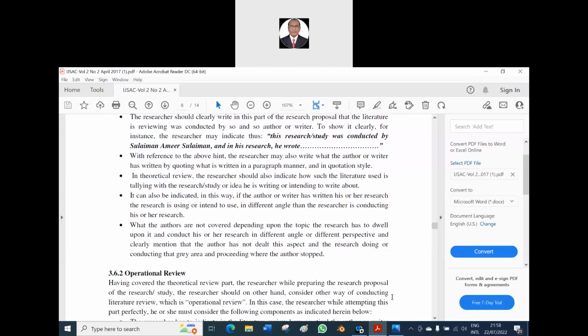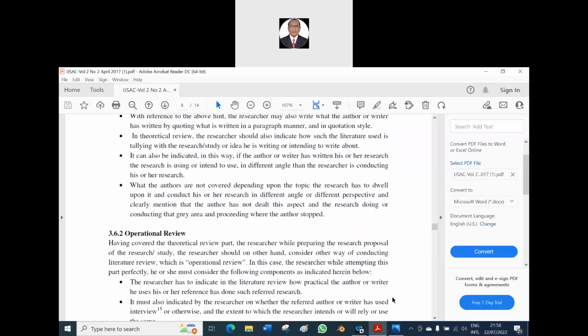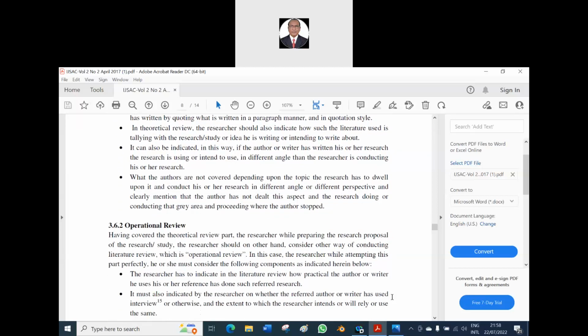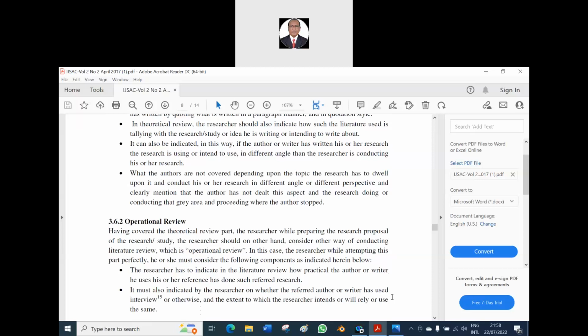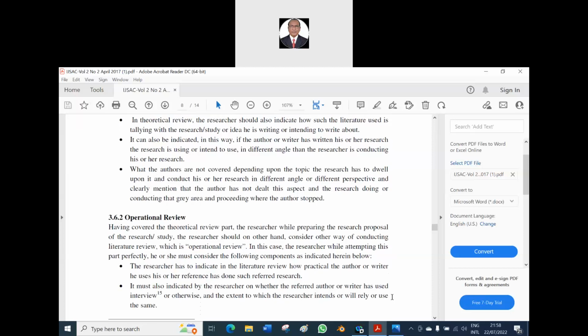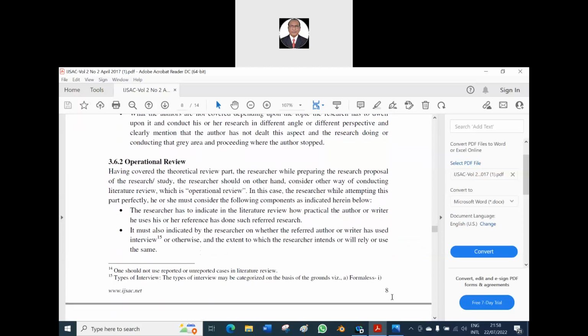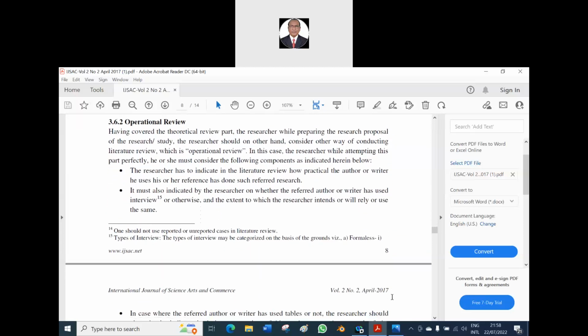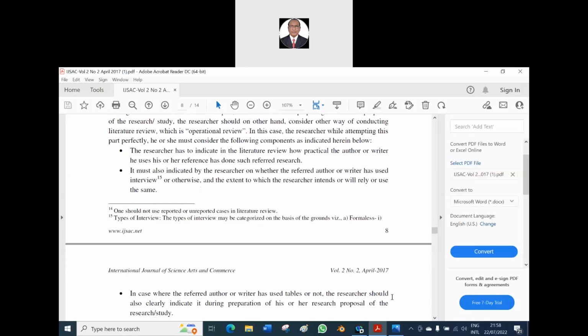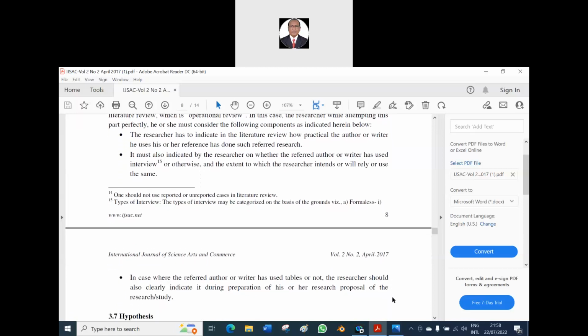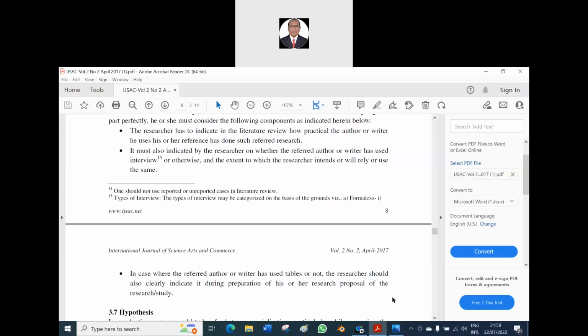And the practical review is also the same. The researcher has to indicate in the literature review how practical the author's writing is, how he used his references, and whether he has done such referred research, whether there is practicality or only theory, because practice is different and theory is different. In case the referred authors or writers used tables or not, the researcher should also clearly indicate it during the preparation of his research proposal.